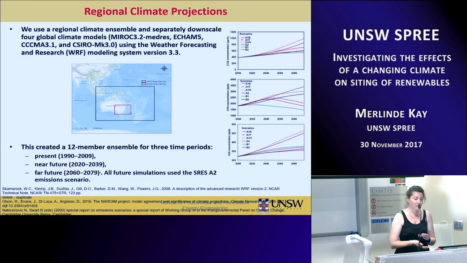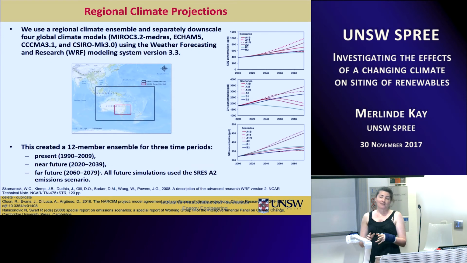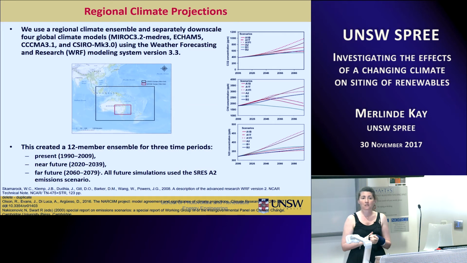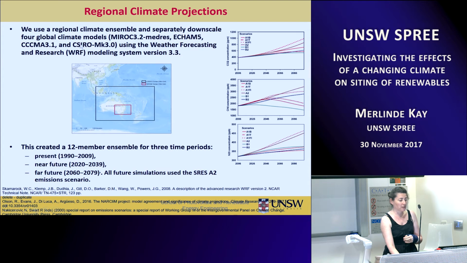So the first thing we do is have a look at our projections. Jason was part of the NARCLIM project, which was a New South Wales and ACT regional climate project, where he looked at using the weather research and forecasting model, which is one of the models that we use for our forecasting work. But they combined it with climate models and produced an ensemble.